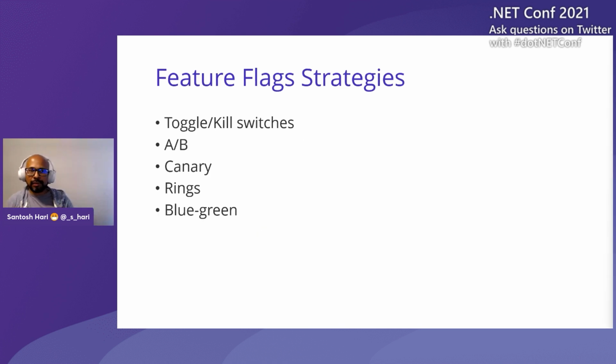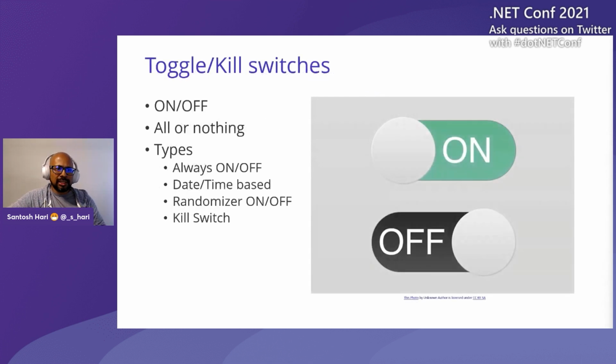And the way we control or separate deployments from releases is using feature flags. I'll quickly touch on some feature flag strategies before I dive into code. So the first strategy is a toggle or kill switch.